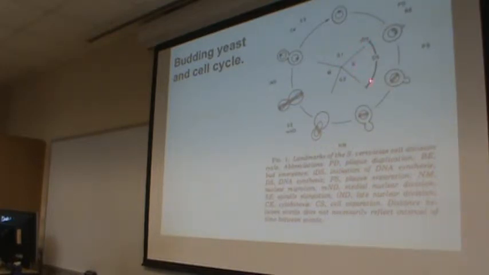So that's the S phase. And for budding yeast, that's where the buds start to occur. That's what budding yeast means. They start to prepare themselves for dividing. Then the bud becomes bigger and eventually splits. That's the mitosis, G2M.